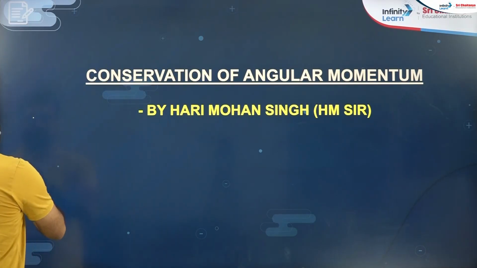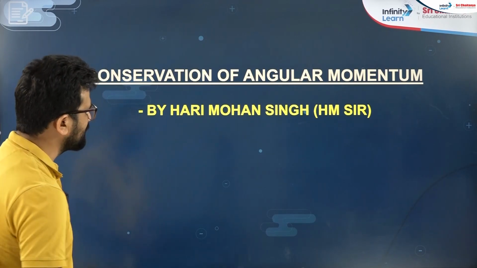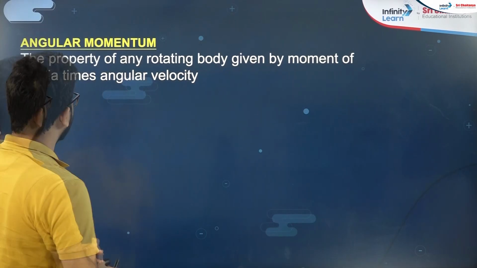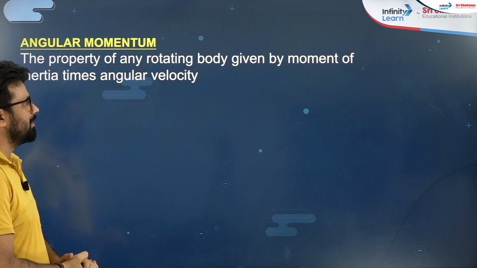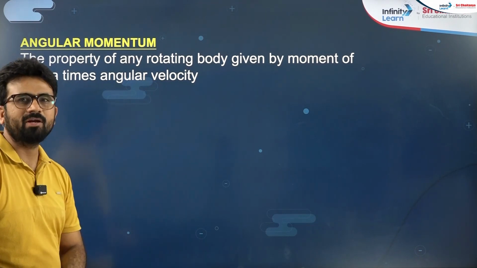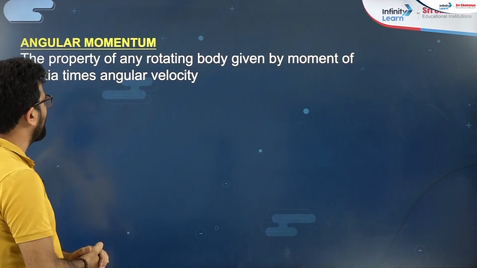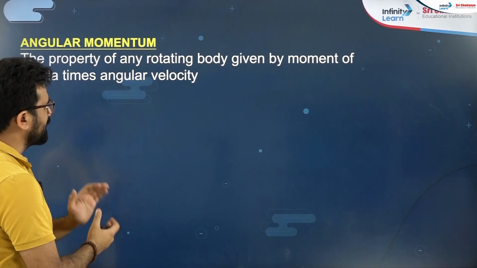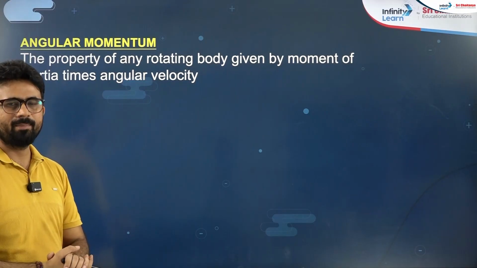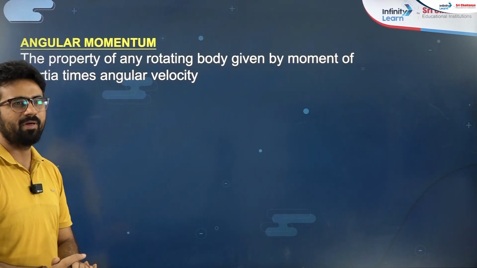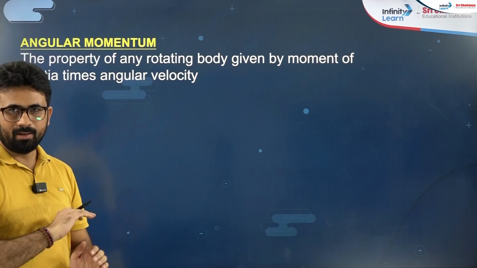Now, the very first thing: what is the definition of angular momentum? It is the property of any rotating body, given by the moment of inertia times the angular velocity. If we start from scratch, in the second chapter, the laws of motion, we already know a few things: what is force, what is F equal to ma, and similarly in kinematics we know the very important quantity p equal to m into v, that is the linear momentum.